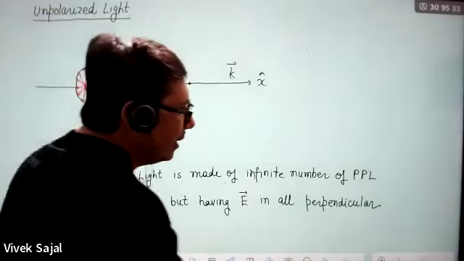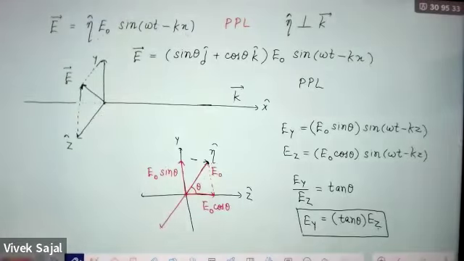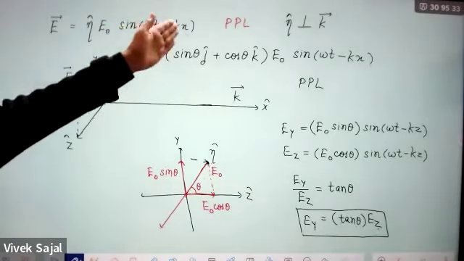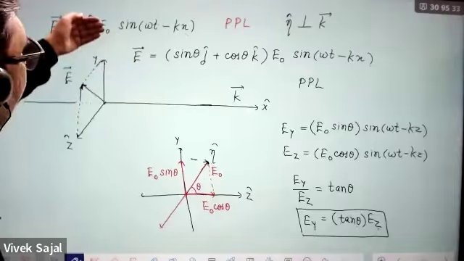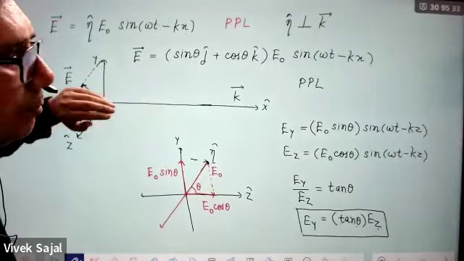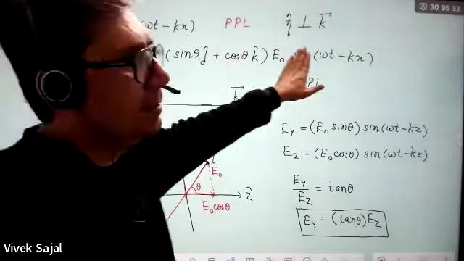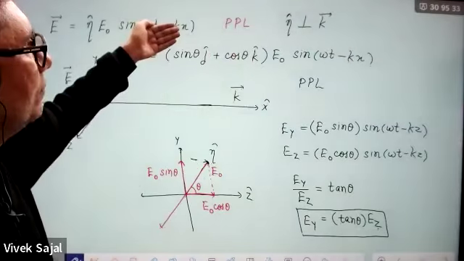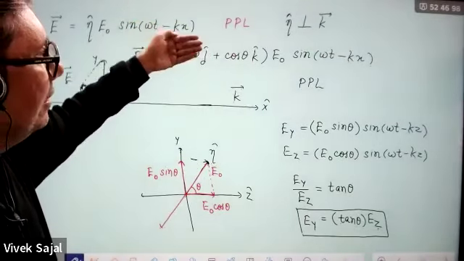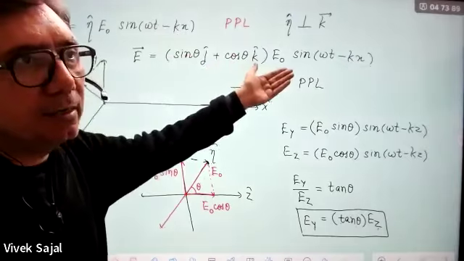Whatever, sir. I have started here, try to understand what I started from here. Here, a simple plane polarized light was there. What I have done here is resolve this electric vector into two components. So I can write this plane polarized light like this. This is the resolution of this plane polarized light into two components, one component along y cap and the other along z cap.